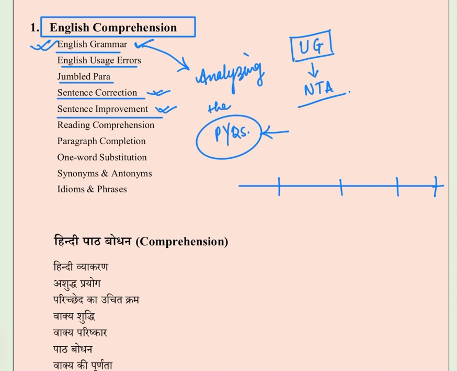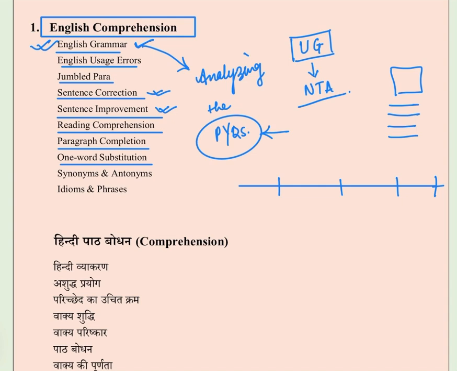Next one is reading comprehension. There will be a passage, and on the basis of that passage, there will be three or four questions that you have to answer. That is called reading comprehension. Next one is paragraph completion. You will have to complete the paragraph that they give you. Next one is one word substitution.